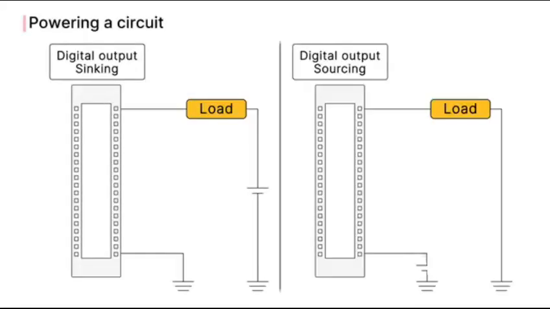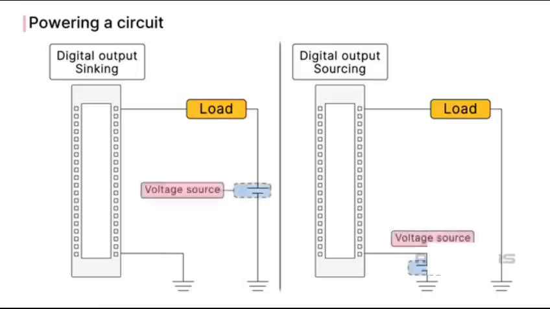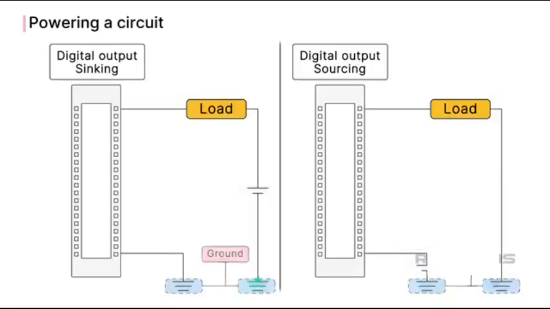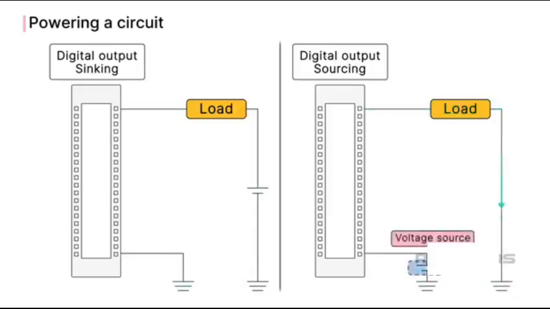In this video, we will discuss what it means to power a circuit as a source or sink. Initially, let's think about power. Powering a circuit requires a voltage source, a load, and a ground. Sinking and sourcing are ways of powering a circuit. Sourcing provides the voltage source for a circuit. Sinking provides the necessary ground for a circuit.